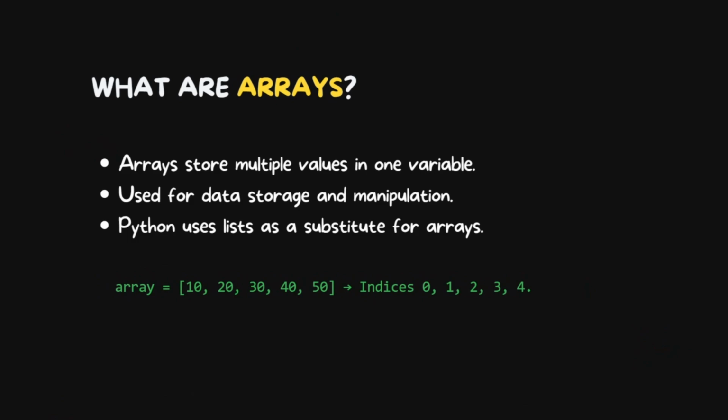So here's an example of an array which contains the elements 10, 20, 30, 40, and 50, which have the indices of 0, 1, 2, 3, 4 respectively. Each value in the array is assigned an index starting from 0. This index helps us access or manipulate specific elements in the array. Now that we understand the basics, let's move on to our first problem.